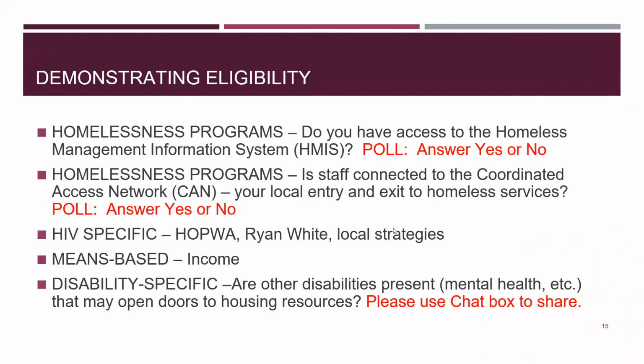HIV-specific HOPWA, Ryan White, and local strategies, those are to demonstrate eligibility. With that, it's going to be income documentation, and it's going to be the documentation of having HIV, and that's actually very clearly specified in HOPWA. Most programs have very well-developed eligibility criteria, and they tell you what documentation you need.